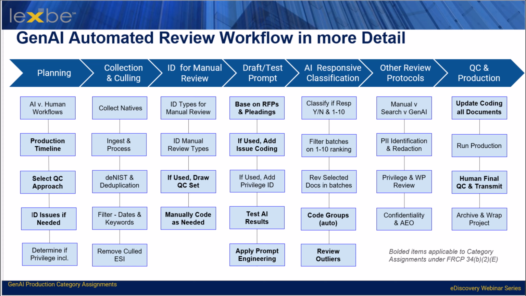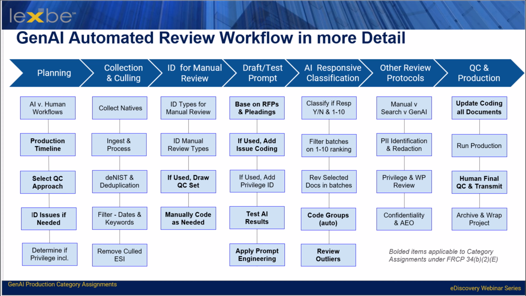The workflow begins with planning, during which the producing party defines the overall review strategy, production timeline, and the respective roles of GenAI, keyword search, and manual review. Native files are identified for collections, and decisions are made regarding custodians, repositories, and document types. At this stage, counsel also determines whether category assignments under Rule 34(b)(2)(E), privilege identification, or issue coding will be incorporated into the review protocol.